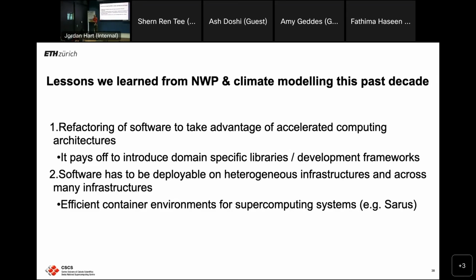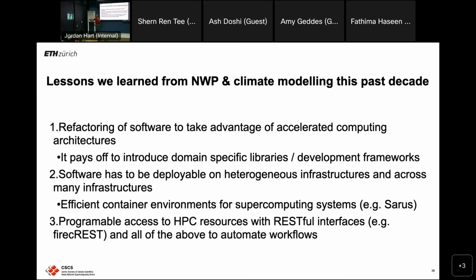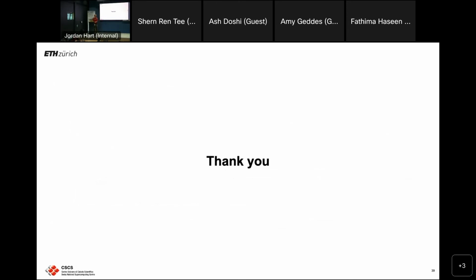Then the software has to be deployable on heterogeneous infrastructures and across many infrastructures. We start with ALPS in Lugano. We will extend to EPFL and Paul Scherrer Institute and to LUMI and to ECMWF. And then we can talk about things with Pawsey. Yeah, I'm finished. So then you want programmable access to HPC resources and containerized deployment and automated workflows. Yeah, that's it.